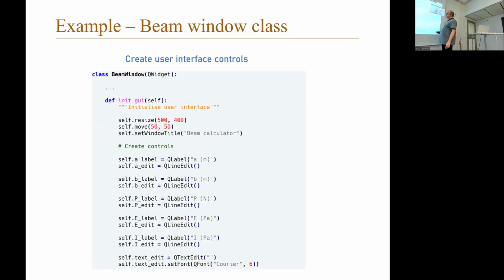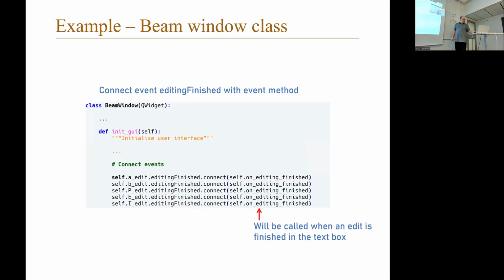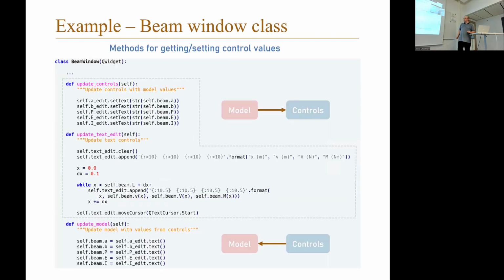Now I create all my user interface objects like this. And I also connect, for each text box here, self editing finished. So when editing is finished, it will automatically call this method here. And here I have update controls. It will just assign the text from the model to the controls. The text edit will be used to create the table output. So every time you change the value, it has to update the table.